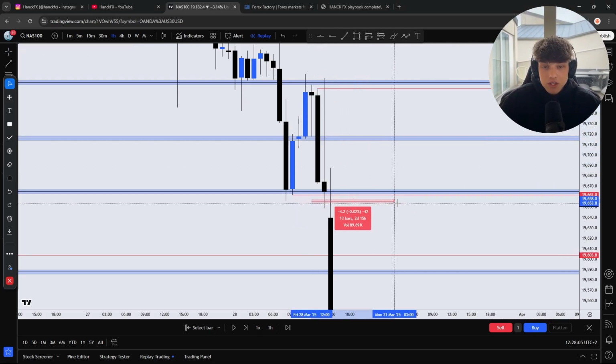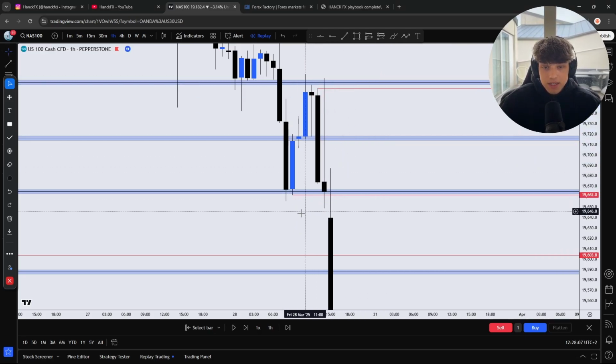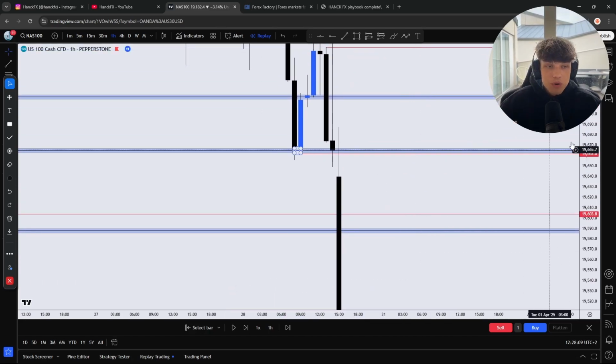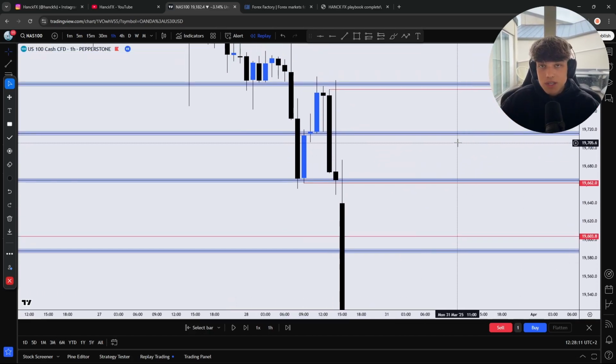Now, instead of getting an entry down here, stop loss up here, and TP all the way down here, it's more ideal to go to the lower time frames and anticipate the entire move. And what do I mean by that?